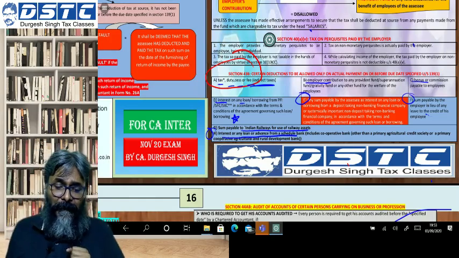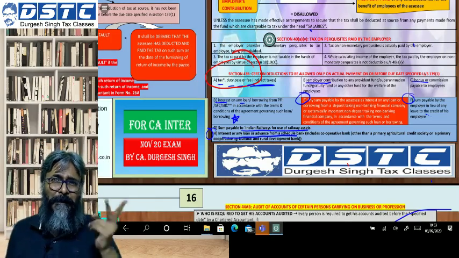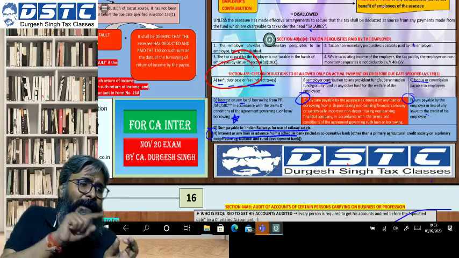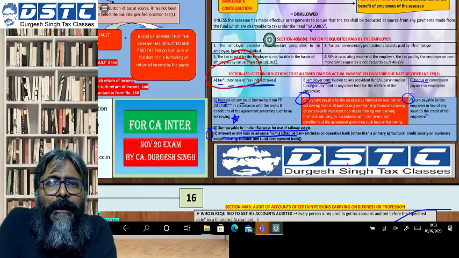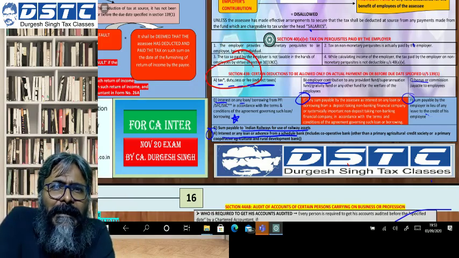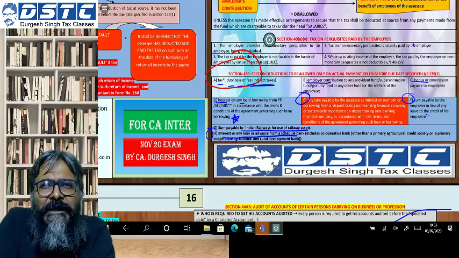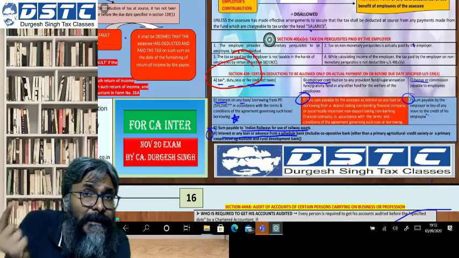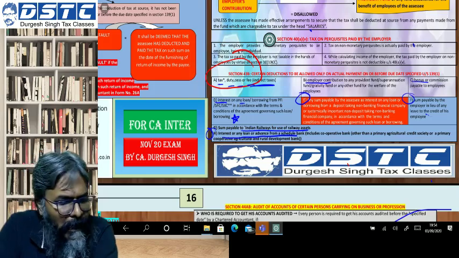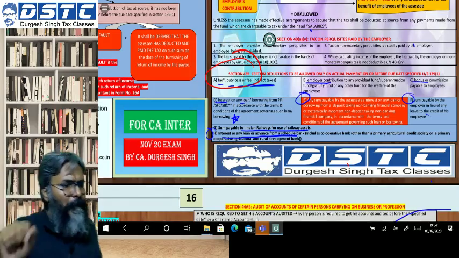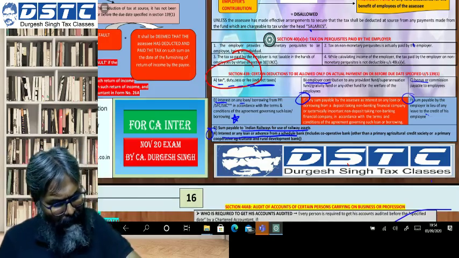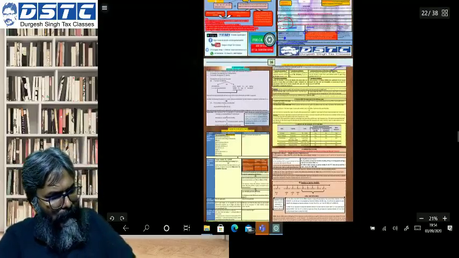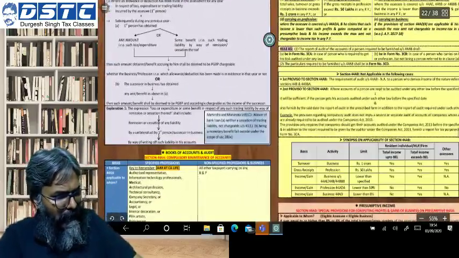So please understand one thing. One time they asked a question in your IPCC earlier: if the bank has converted the outstanding interest amount into your principal portion, will this conversion be considered as payment of the interest amount? What is your take, students? Shall I consider this to be a payment now? What is your take, friends?